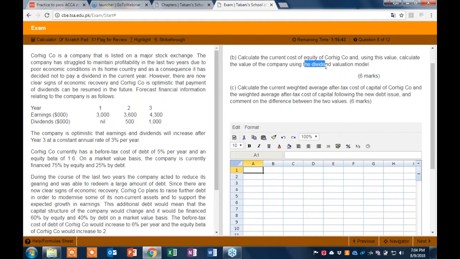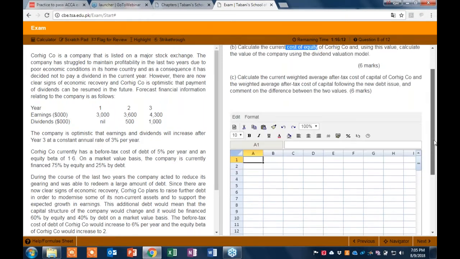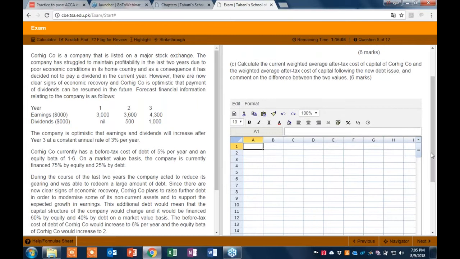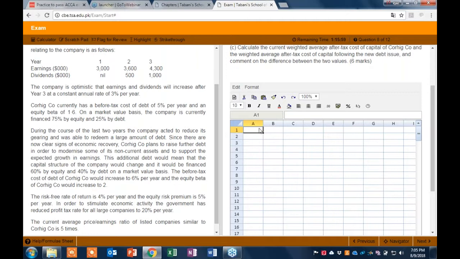Now, since we are using the dividend valuation model for valuation purpose, we can't use the dividend valuation model for calculating the cost of equity. We can use dividend valuation model either for valuation or for cost of equity. We can't use one model in the same question for calculating two variables. So whenever the question asks us to calculate the value of the company using the dividend valuation model, remember the cost of equity will be calculated using the CAPM model. So first of all, let's use the CAPM model for calculating the cost of equity. And I think we did calculate the cost of equity in the last class, but let's repeat it again.